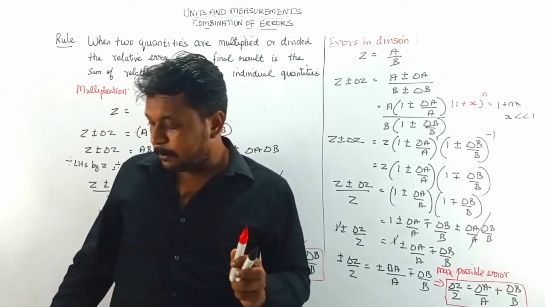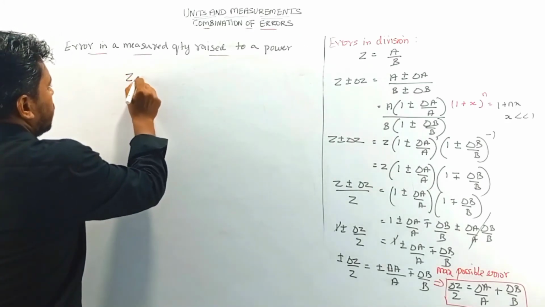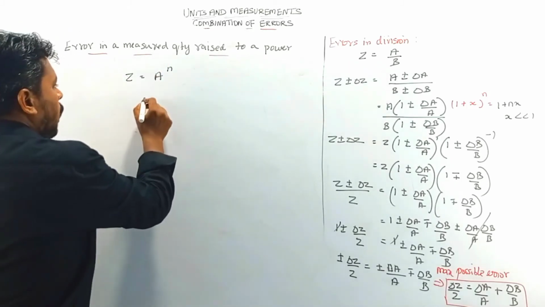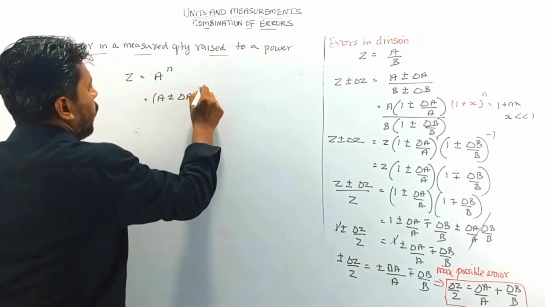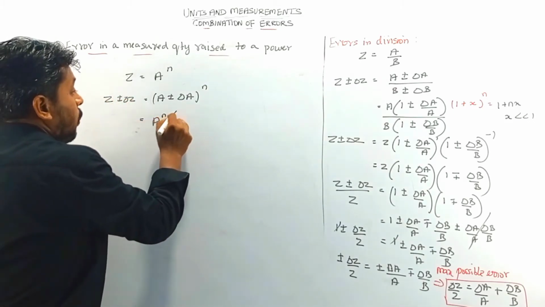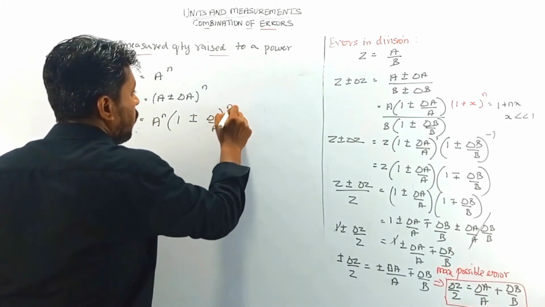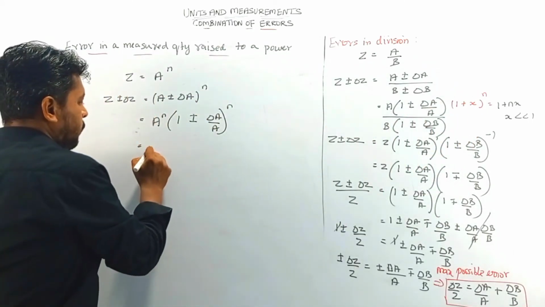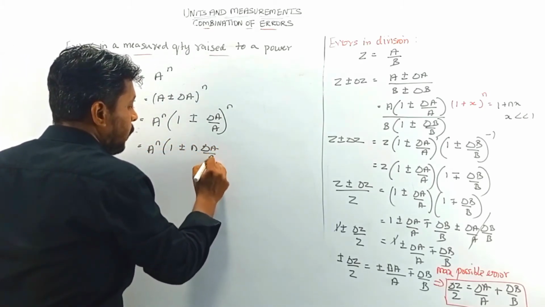Now we will see what happens when a quantity is raised to a power. Let us take z is equal to a power n. This is a number raised to a power n. Now I am going to represent the error of each term. So a plus or minus delta a whole power n, and z also plus or minus delta z. Now I am taking a power n as common. What is the remaining? 1 plus or minus delta a by a whole power n. This is also the same format, 1 plus x whole power n. So here also I can replace it, a power n into 1 plus or minus n into delta a by a.